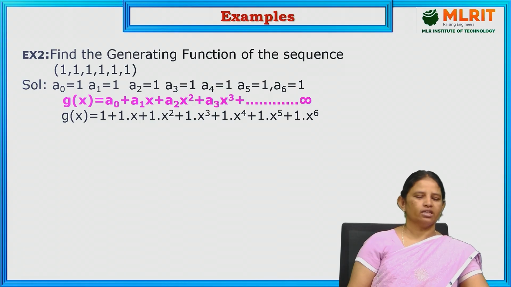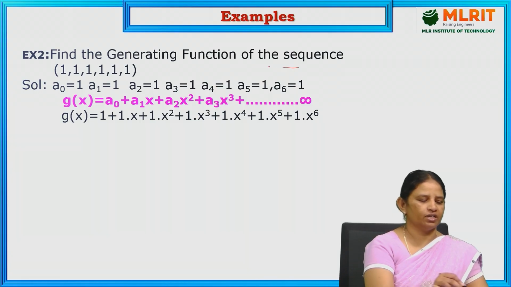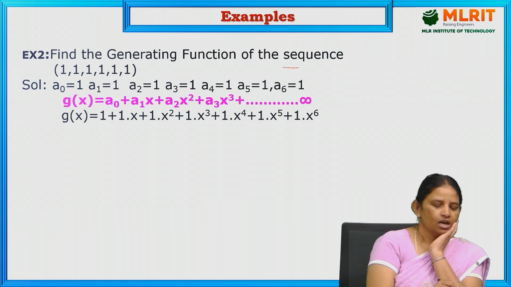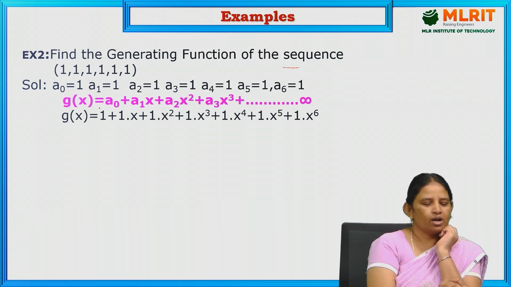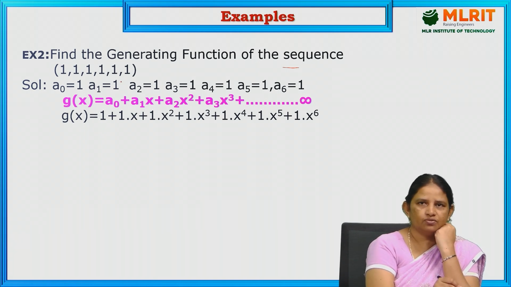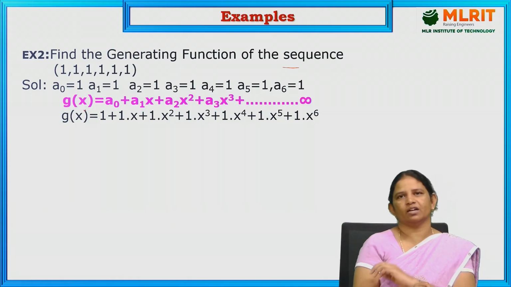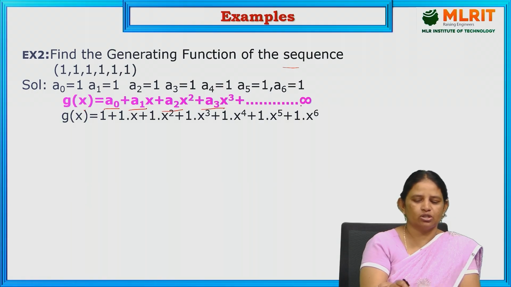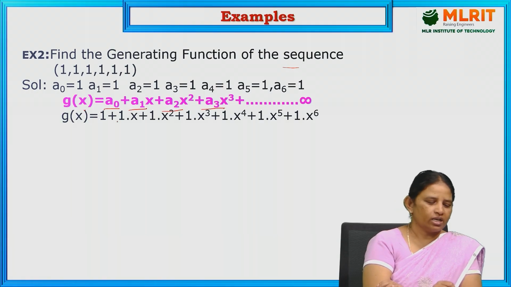Next, find the generating function of the sequence 1, 1, 1, 1 and so on up to infinity. What is the formula? The first term is 1, the second term is 1, the third term is 1, all the terms are 1. What is the formula for the generating function? G(x) = a0 + a1x + a2x^2 + a3x^3 and so on to infinity. Then what is the first term? a0, that is 1.